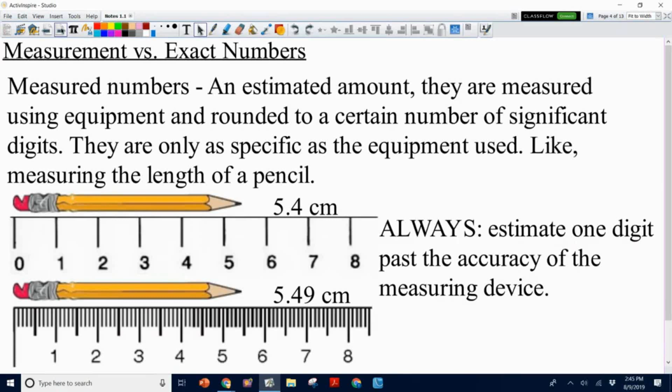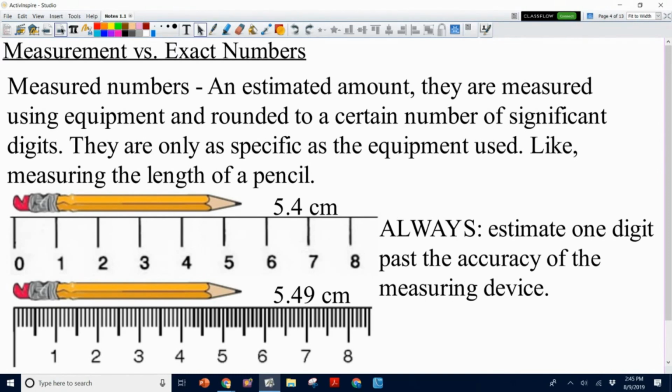Measurements, so pause and write down the definition of measured numbers. Measured numbers are numbers that are an estimated amount, and they're measured using equipment, and then they're rounded to a certain number of what we call significant digits. And measured numbers are only as specific as the equipment that's being used, like measuring the length of a pencil.